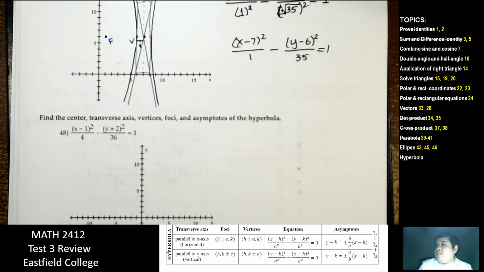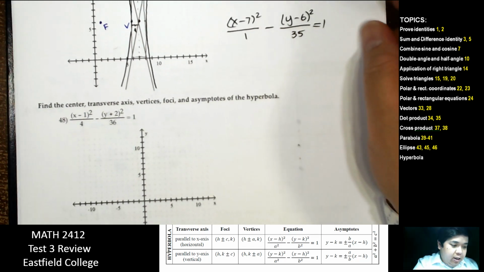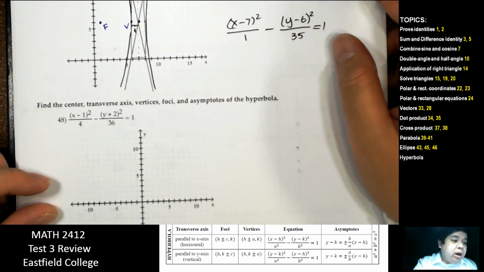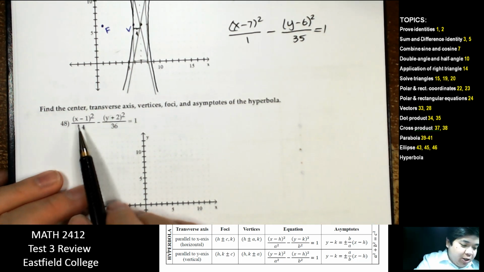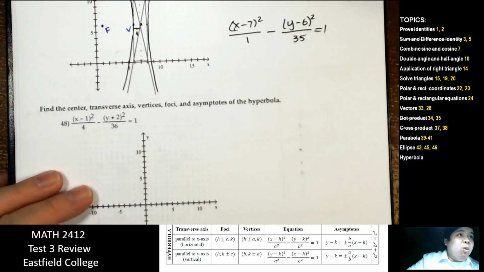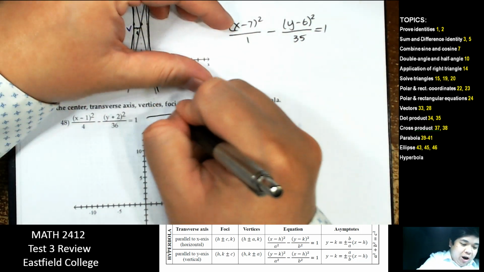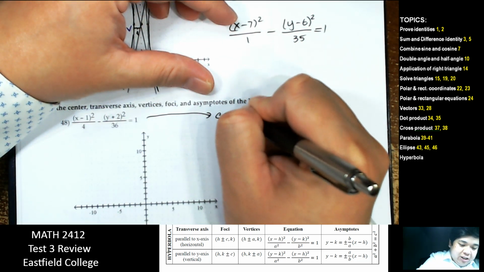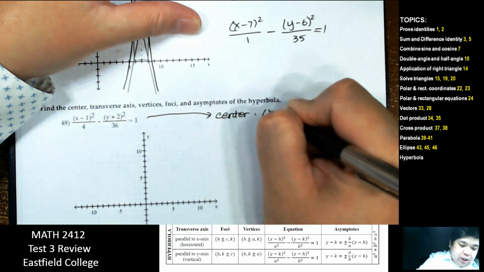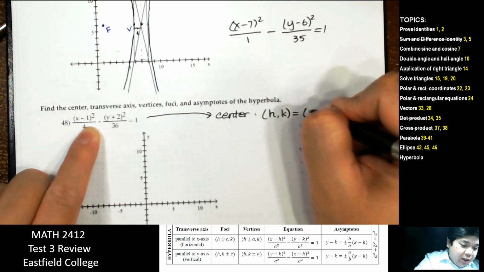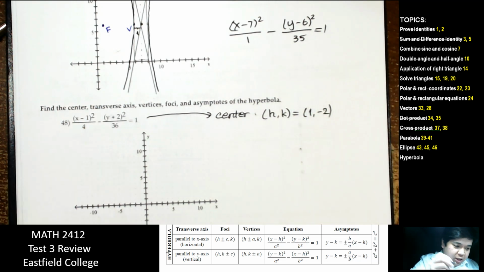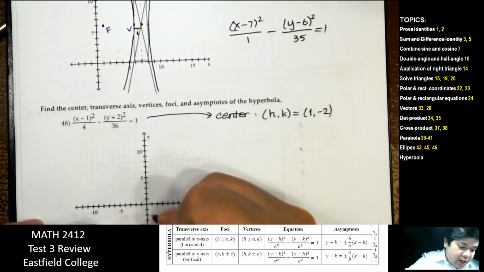Right, so that is 47. 48. Okay, we have the equation, so that's different. Right, so first of all, x minus 1, y plus 2. So from here, right away, we will get the center. H and k, 1 and negative 2. So center 1 and negative 2.